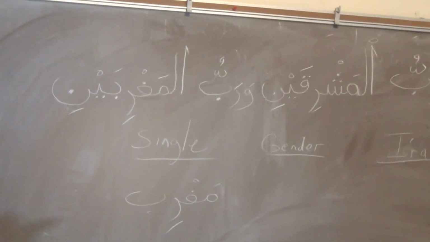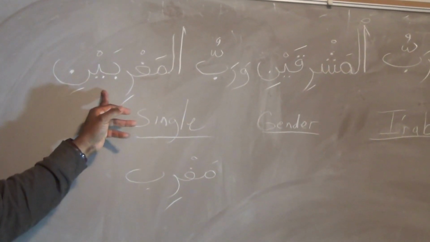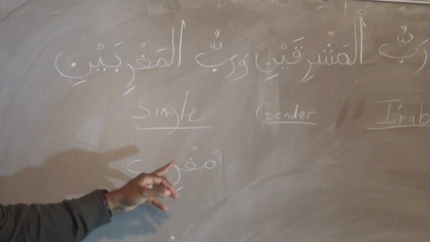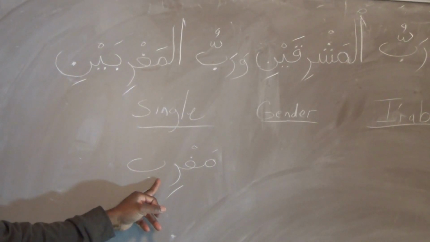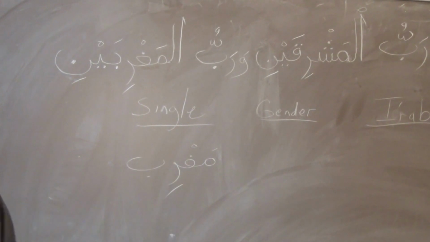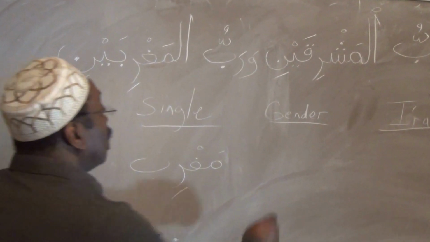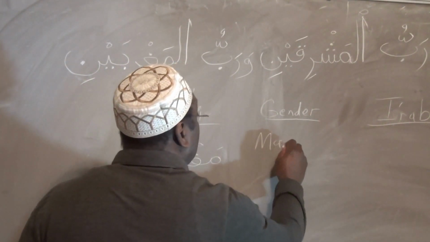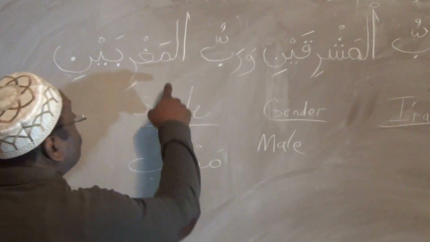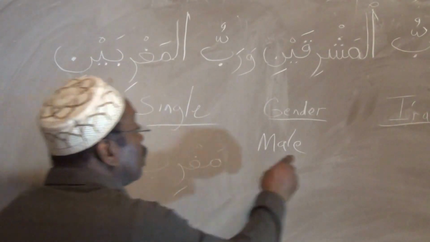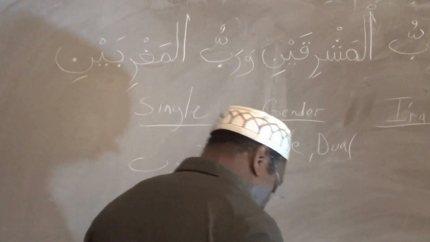Now, the single word right here, we have two of them up here. We have Maghrib right here, but I want to point this one out. Then as a single, what gender would this be? Female, okay? We also know that this is what? Dual. The brother just told us.